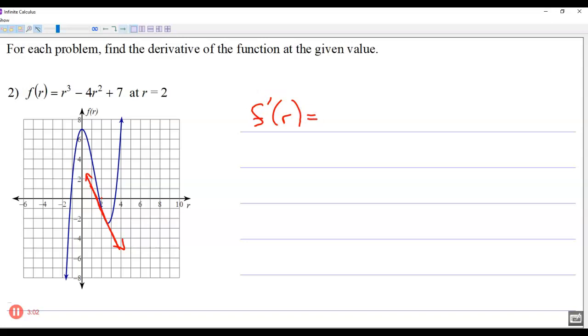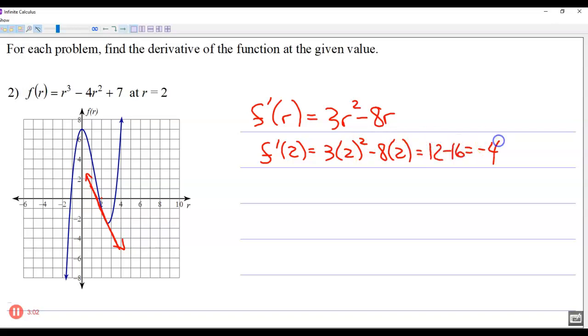So the derivative of r to the third is 3r squared. The derivative of -4r squared is -8r. And the derivative of 7 is nothing, it just goes away. My job is to find f prime of 2. 3 times 2 squared minus 8 times 2 will be 12 minus 16. So -4. That answer you can check. It's on the back. Again, you can't check the graph, but I really want you to make the graph. The tangent line graph. What you're drawing there is called a tangent line.